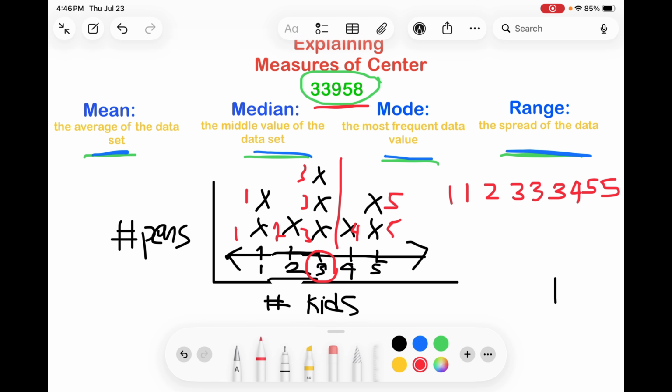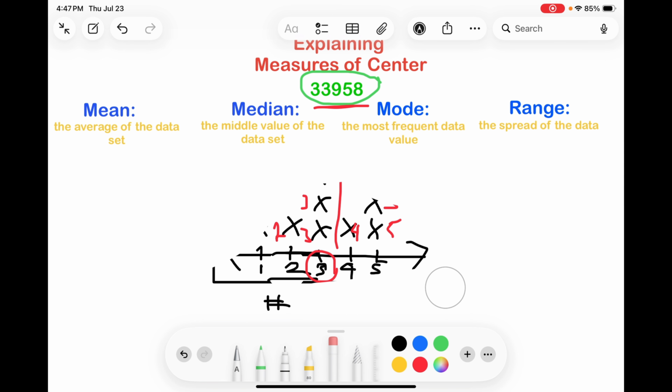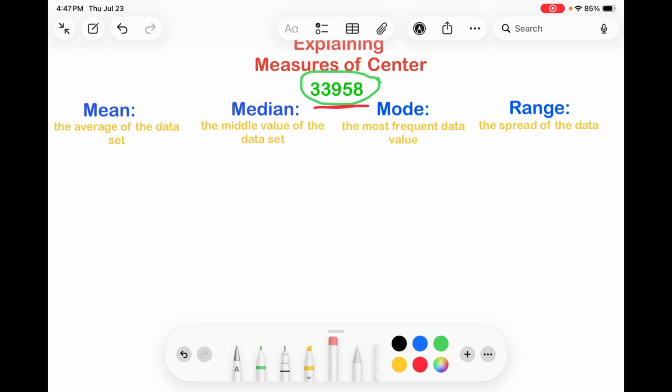Now I can also tell that there are 2 1s, 1 2, 3 3s, 1 4, and 2 5s. So I can tell that the most reoccurring number in this case is 3. So 3 would be my mode because it's the most frequent data value. We can represent data values and a data set in many different ways, but what we're going to work on is how to figure out the mean, the median, the mode, and the range.